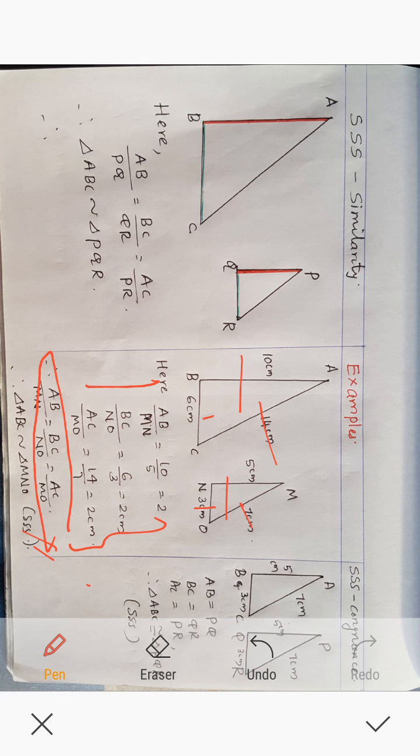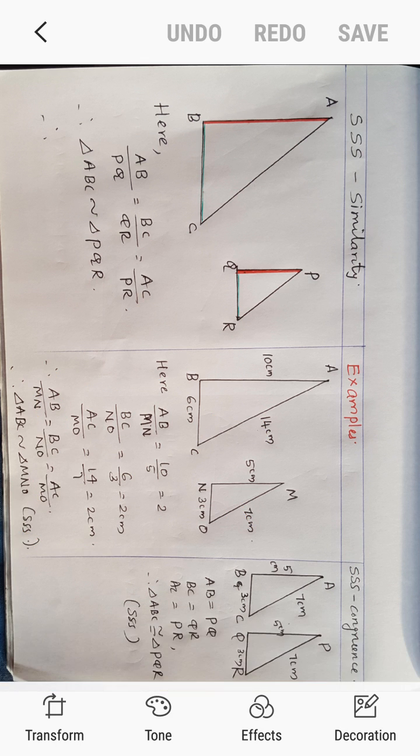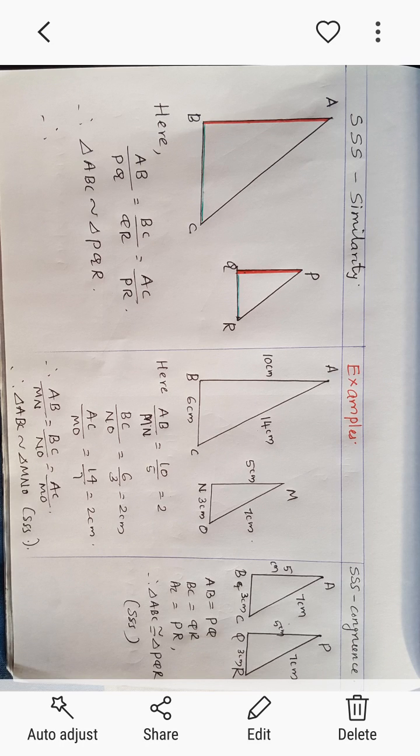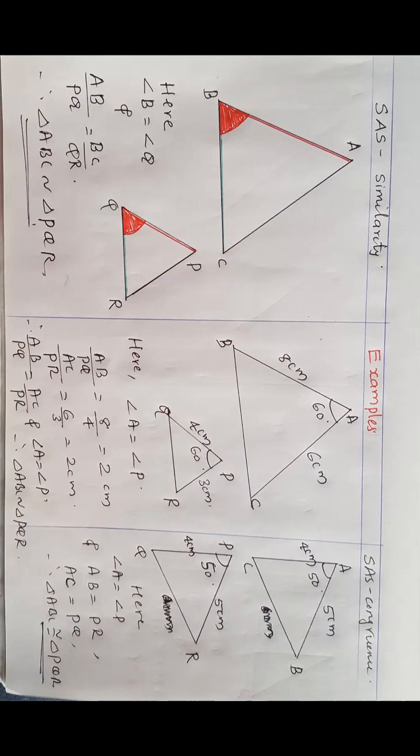Here is an example also. This is an example. What is SSS congruence is also mentioned at the right side. If it is SSS congruence, three pairs of sides will be equal, not the ratio. Sides itself will be equal. In the case of similar triangles, the ratio of the sides will be equal. So if you want to prove triangles are similar by SSS similarity, we have to find the ratio of the corresponding sides and check whether they are equal. If the ratio of the corresponding sides are equal, then the triangles are similar.